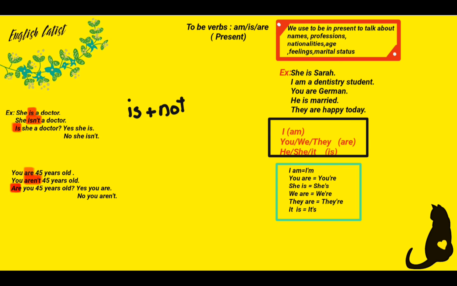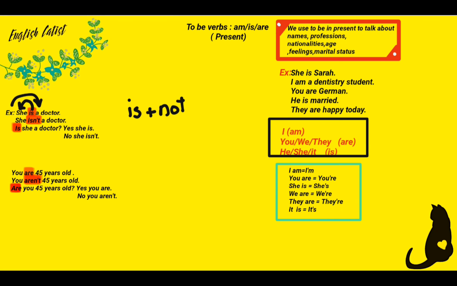It's very easy. And to make these sentences into the question form, we replace our subject and our to-be verb. Is she a doctor? The short answers: yes, she is. No, she isn't. That was so easy, wasn't it?